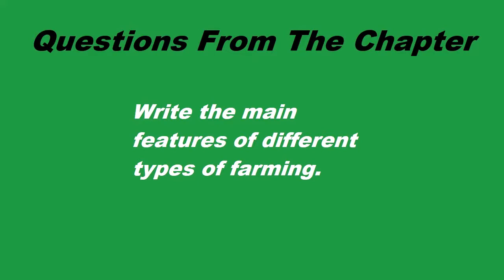Now the main feature of extensive farming: it is done in large land holdings. Farm work is done by machines. 1 or 2 commercial crops are grown. Features of mixed farming: crop farming and livestock rearing are carried together. Fodder crops are cultivated along with food crops, and crop yield is high.